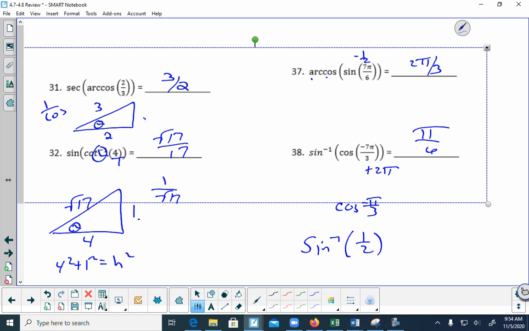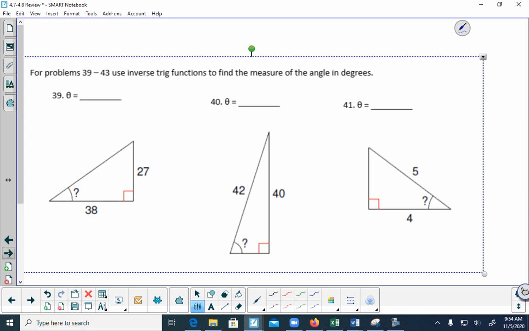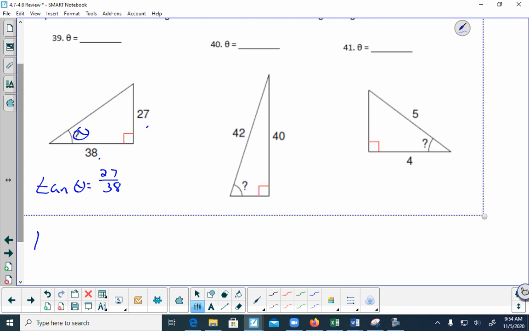Now the next ones, I am going to have a triangle drawn for me, and it's going to want me to find the angle that's missing. So I'm looking for this angle here. I have the adjacent side and the opposite side. So I'm going to say the tangent of theta is equal to the opposite over the adjacent. I like to write that first, but you really don't have to. You can just skip right into theta is equal to the inverse tangent of 27 over 38. Remember, when I'm looking for the angle, I'm always going to do the inverse of the trig function.